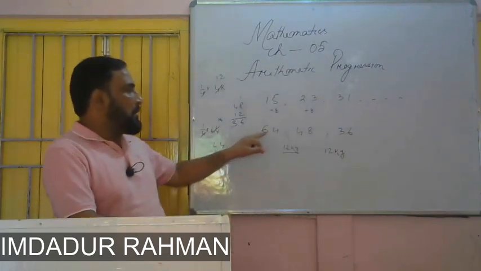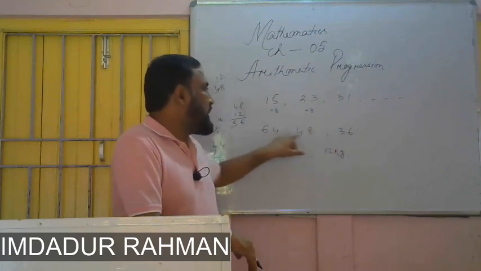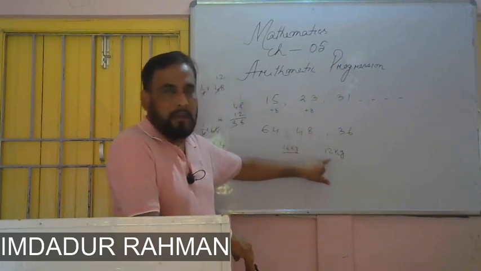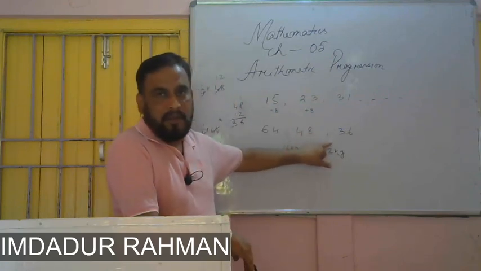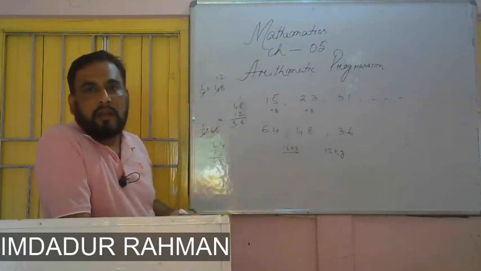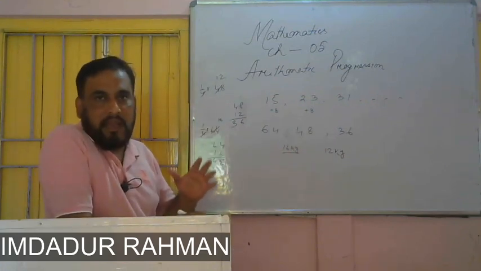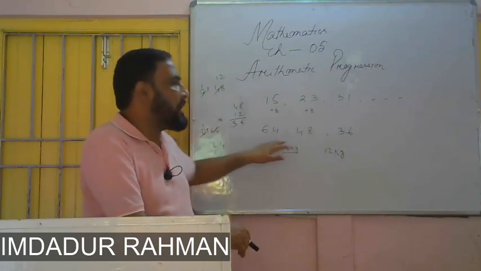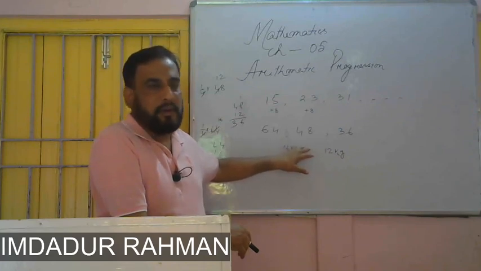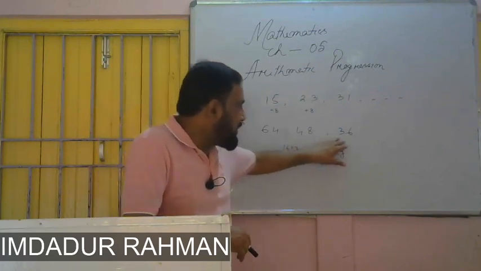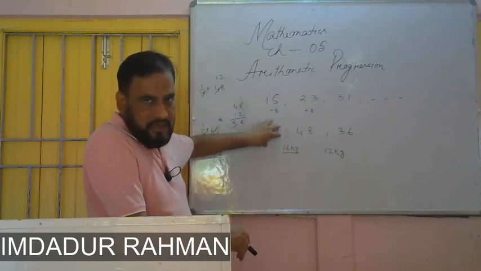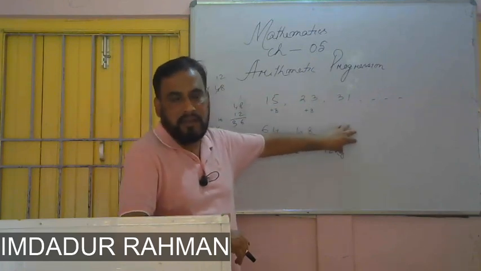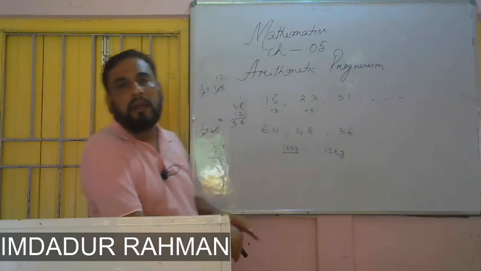So you see, 64 minus 48 is 16, and then 48 minus 36 is 12. So common difference is not the same. So here it is not an arithmetic progression. I said if the common difference of a series is the same, then it is an arithmetic progression. So earlier we take 64 kg, then after one pump 48 kg, then next pump 36 kg remaining. So this is not an arithmetic progression.